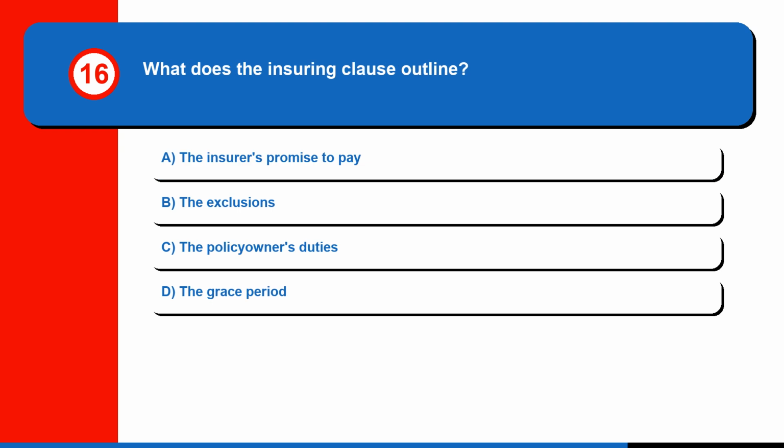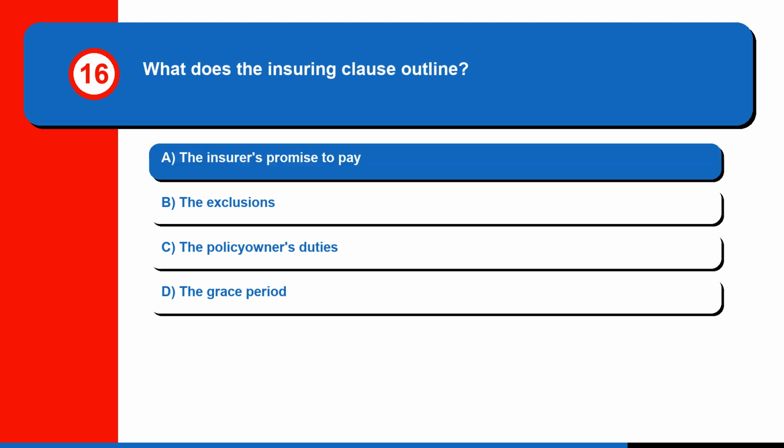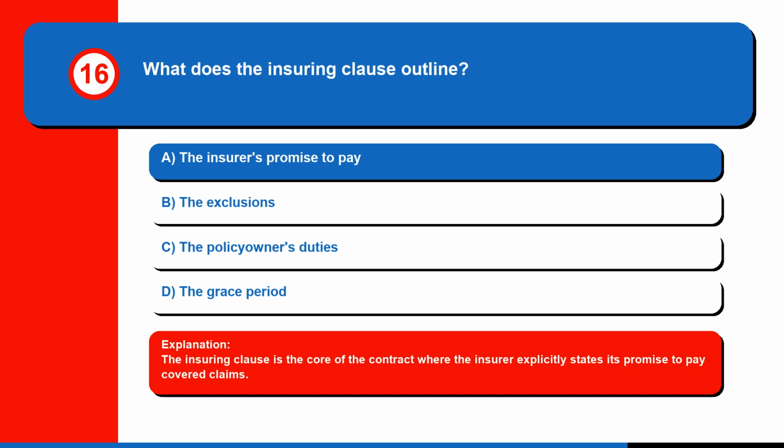Question 16. What does the insuring clause outline? A. The insurer's promise to pay, B. The exclusions, C. The policy owner's duties, or D. The grace period. The correct answer is A. The insurer's promise to pay. The insuring clause is the core of the contract where the insurer explicitly states its promise to pay covered claims.